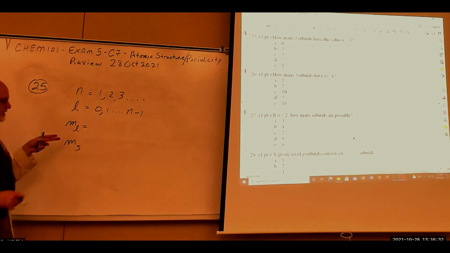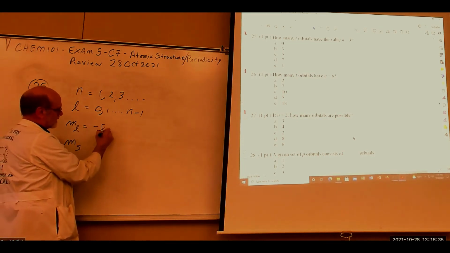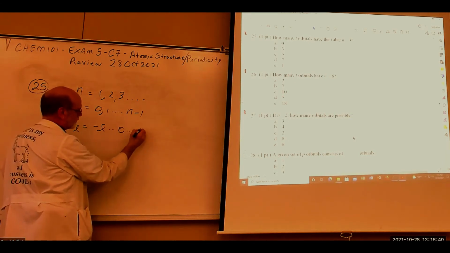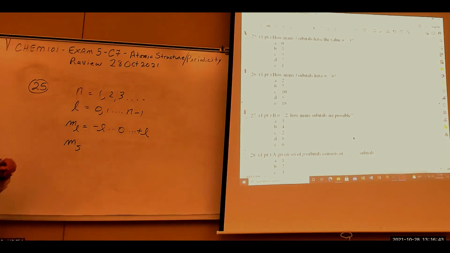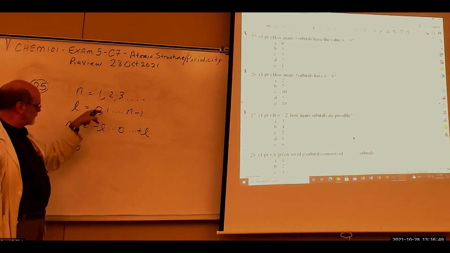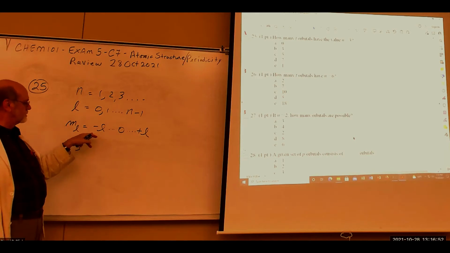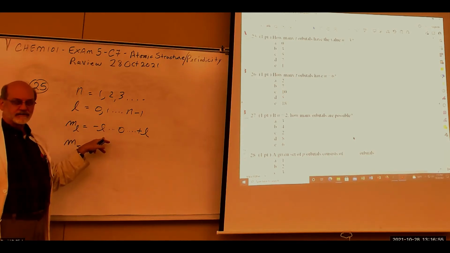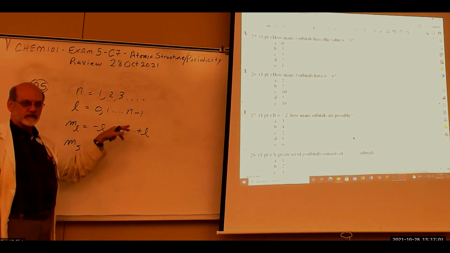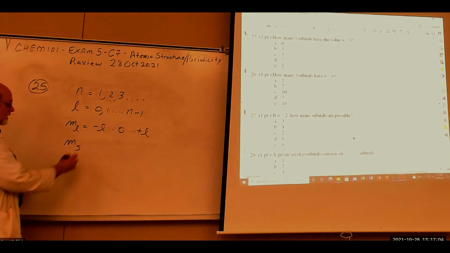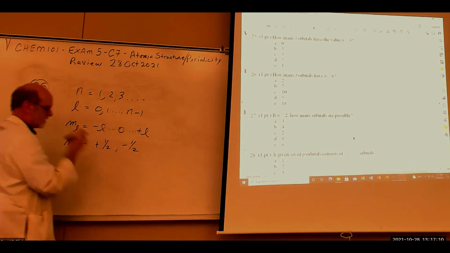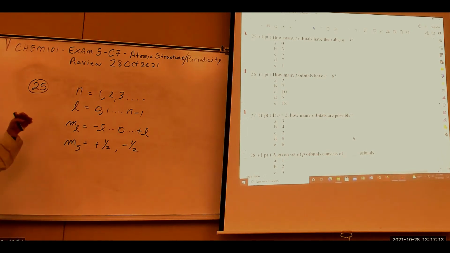How about m sub L? You take L and start at minus L and go up to 0 and then go up to plus L. Okay. So 0 can only have 1 m sub L: 0. 1 can have 3: minus 1, 0, plus 1. 2 can have 5: -2, -1, 0, +1, +2. So forth and so on. And then m sub s is the easy one. It's either +0.5 or -0.5. And these are all sublevels of the ones above.